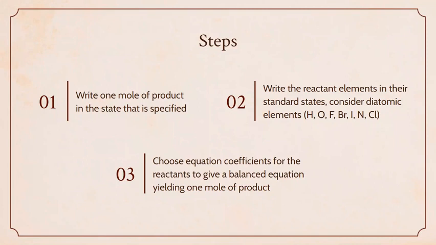Write 1 mole of product in the state that is specified. Then you want to write the reactant elements in their standard states. You want to remember the diatomic elements, so hydrogen, oxygen, bromine, iodine, and all of those. Then you want to choose the equation coefficients for the reactions to give a balanced equation yielding 1 mole of product.